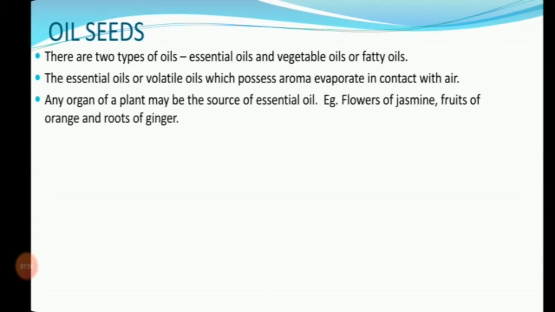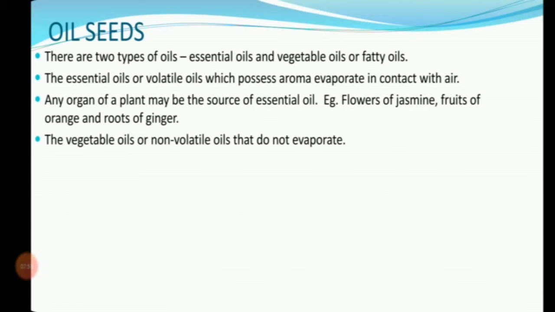Any organ of a plant may be a source of essential oil. Examples: flowers of jasmine, fruits of orange and roots of ginger. All these are examples of essential oils obtained from plant parts. It may be obtained from any organ of the plant, whether a flower, a fruit or a root. We use these as oils.